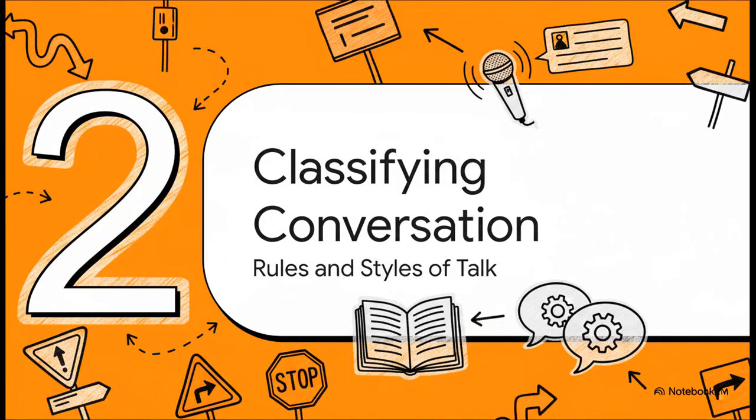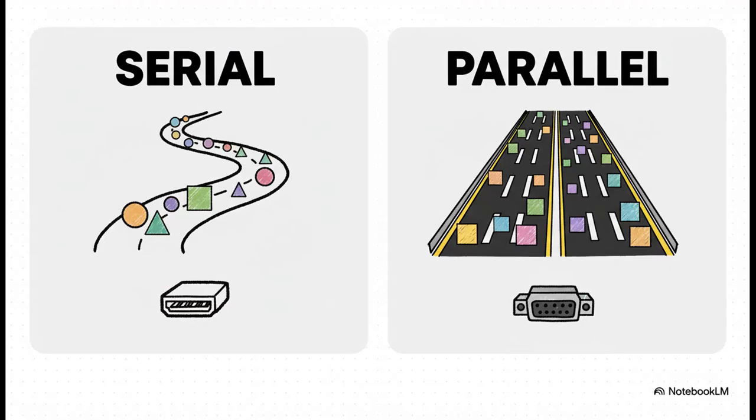Okay, so once a message is on its way, it has to follow certain rules of the road. You can think of these as different styles of conversation. It's not just about what's being said, but how it's being said. The first rule is all about traffic flow. Serial communication is like a single-lane road. All the data bits just line up one by one. It's simple, but it's super reliable, which is why things like your USB cable use it.